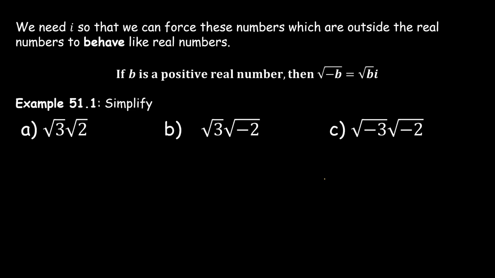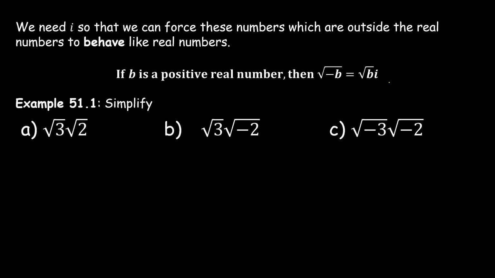We need i so that we can force these numbers, which are outside the real numbers, to behave like real numbers. And the way we're going to do that is that whenever we see a number like b, if b is a positive real number, then the square root of negative b, we call that the square root of b i, because i is the square root of negative 1. So if we have the square root of negative b, we can change that to the square root of b times the square root of negative 1, which we are calling i.